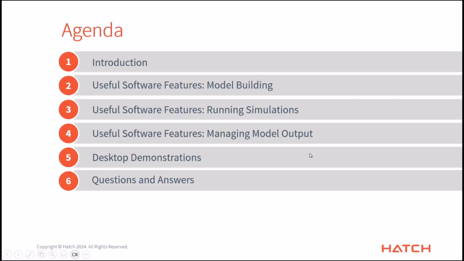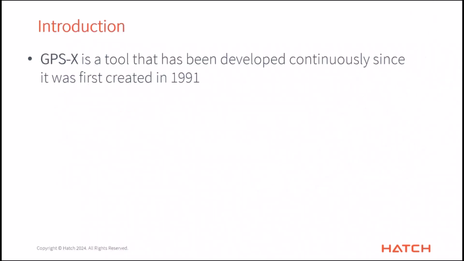Okay, so the plan for today is just after a quick introduction, I've broken down all of these items into three sections here. One about model building, so when you're putting your model together on the drawing board in modeling mode. Then over in simulation mode about useful features for running simulations. And then lastly, for managing the output from the models. There's a lot of information that gets generated when you run a simulation. And so we have lots of different ways to be able to collect it and process it and handle it as it goes along. So as I mentioned, we'll have lots of desktop demonstrations and I can answer any questions that you have at the end.